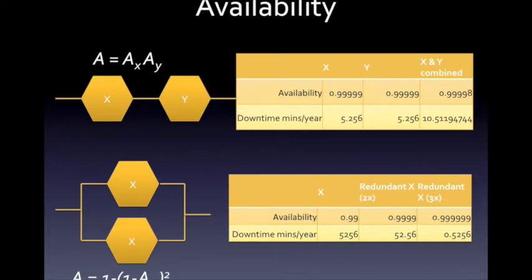Okay, so here we have 2x in redundant fashion. A single x would equate to over 5,000 downtime minutes per year. But when we combine them, we've increased our availability and we've reduced the downtime significantly. Now look what happens when we add 3 of x. We're now up to 6 nines and we're down to less than 1 minute, half a minute of downtime per year.